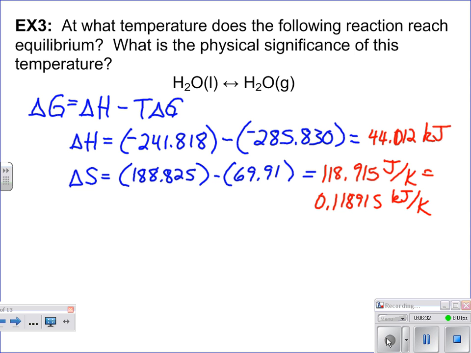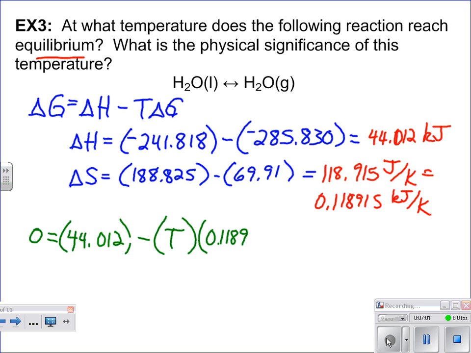And remember, we've already said that in this situation, we're talking about reaching equilibrium. So we know our delta G value. We're solving for our T in this situation. So we're going to say that our delta G is equal to 0. Our delta H is equal to 44.012. We are subtracting T times our delta S, and our delta S is 0.118915. So when we solve this, we get T equals 370.1 Kelvin.